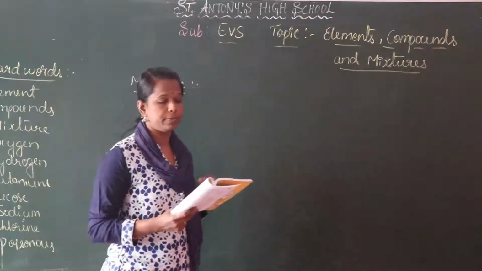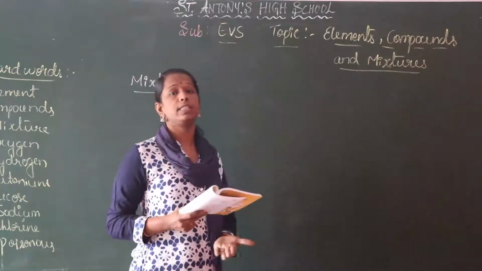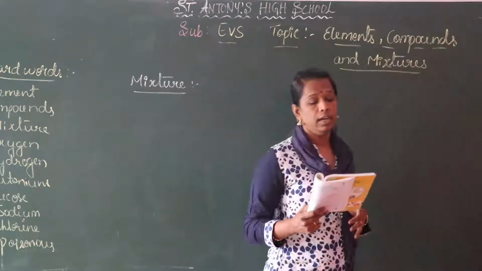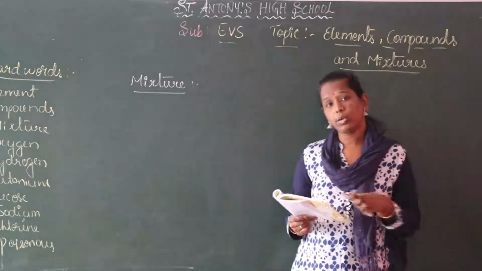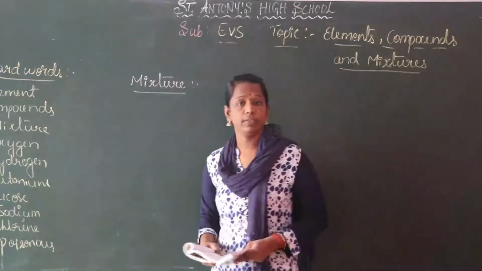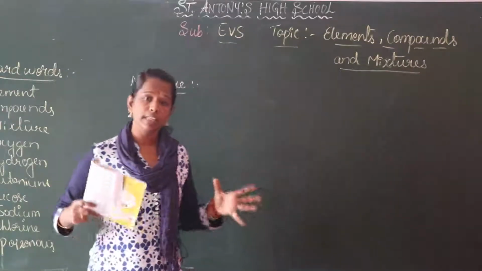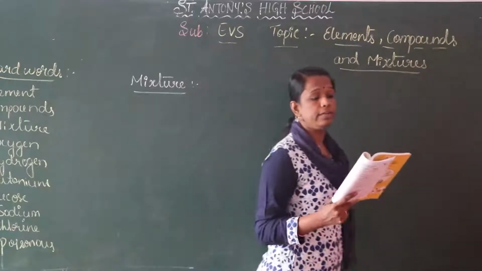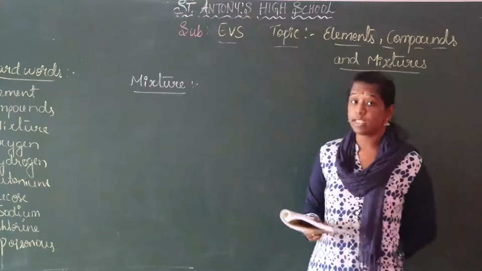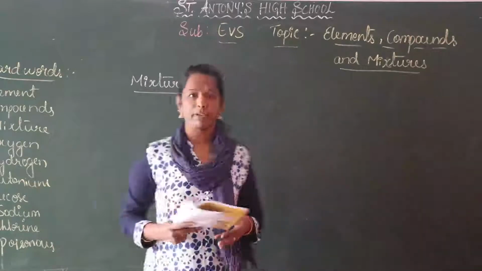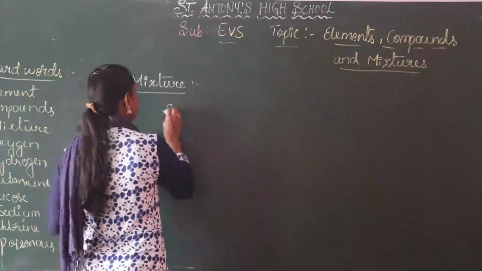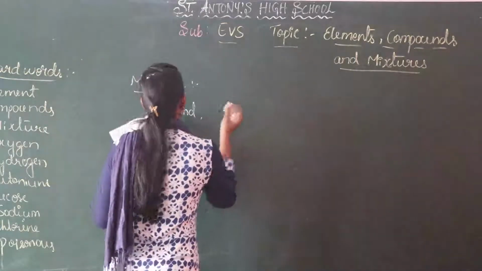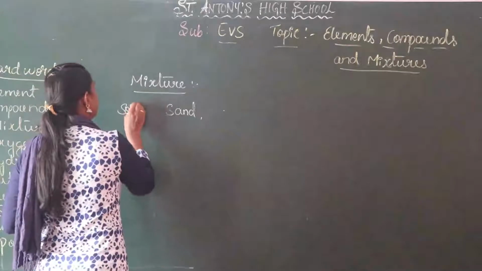If 2 or more substances, it may be elements or compounds, mixed together in a ratio, and they can be chemically subdivided. If the components are combined but retain their individual properties, then it is called a mixture. The best example for a mixture is soil.